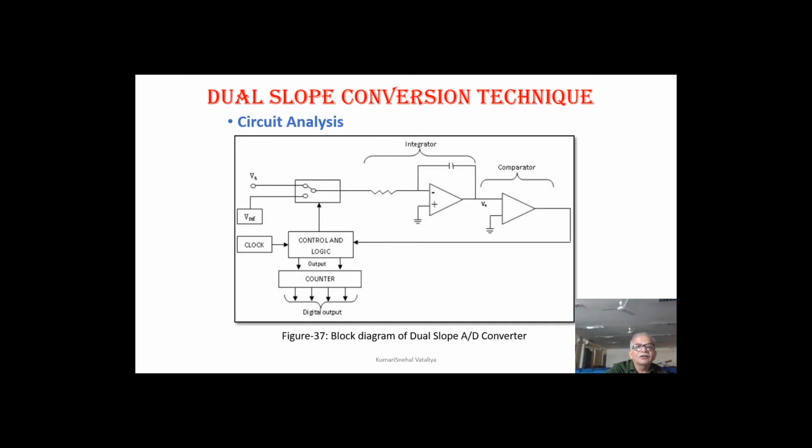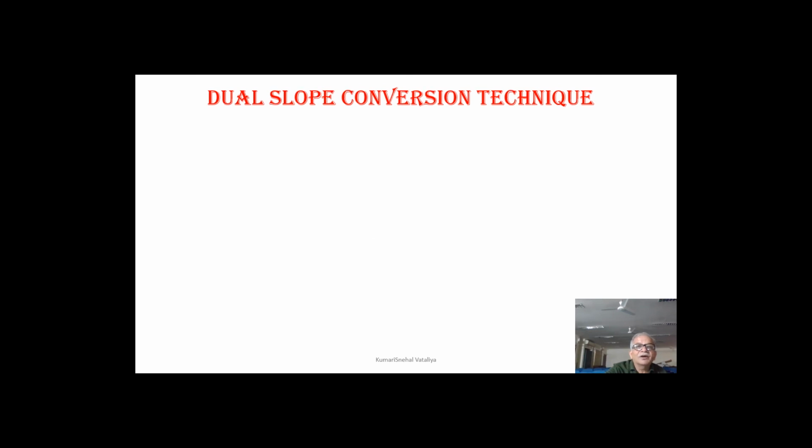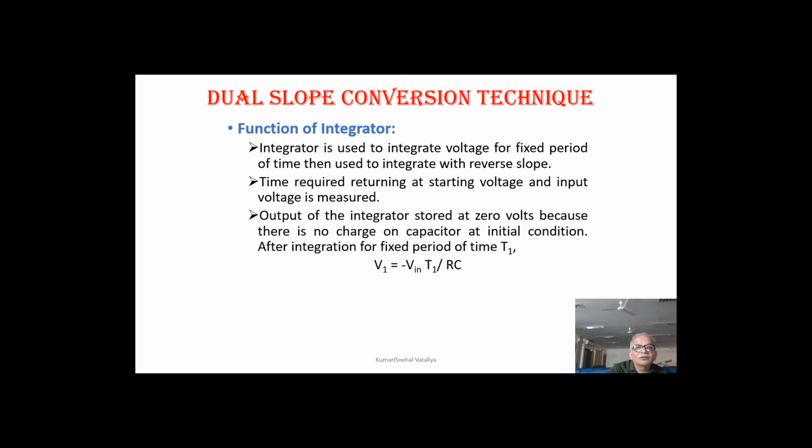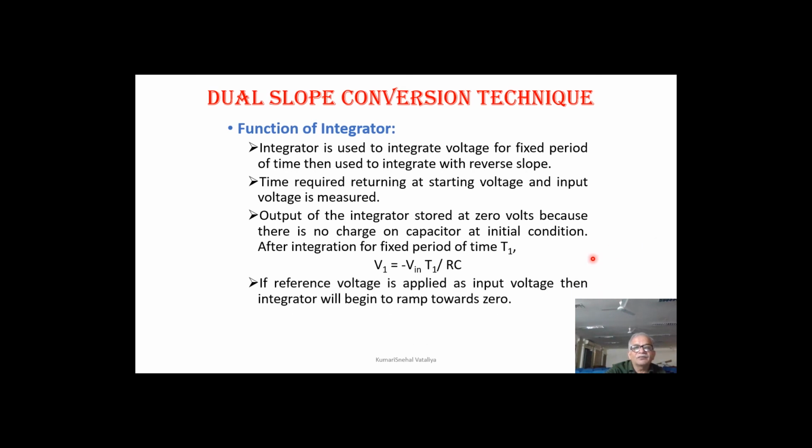So dual slope conversion is used, but it will take double the time because once you have to integrate in one direction, another time in the reverse direction, and the time required will be more, but it will be extremely accurate. So the process is, the output of the integrator is stored at 0 volts because there is no charge on the capacitor at the initial condition. After integration for a fixed time T1, this is the integration output voltage available to you, and then you have a ramp in the opposite direction, reference voltage is applied in the opposite polarity.